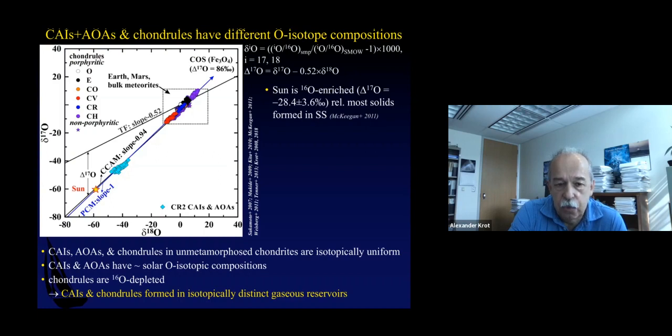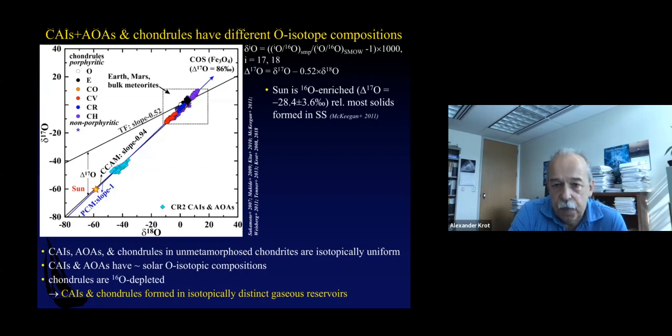In contrast, the oxygen isotope composition of the sun, which is shown as a yellow star, deviates significantly from the terrestrial value towards O16-rich composition. And it looks like all chondritic components follow slope 1 on this diagram, in contrast to the terrestrial fractionation line.